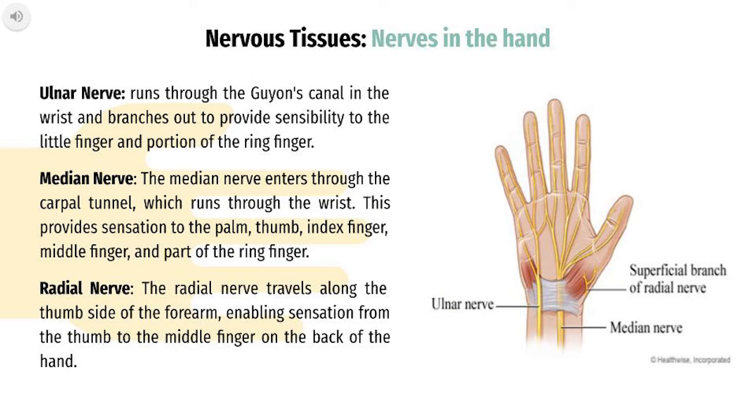Now for the hand, there are three main nerves present, as shown in the figure. First is the ulnar nerve, which crosses the wrist through an area called Guyon's canal and branches to provide sensation to the little finger and half of the ring finger.